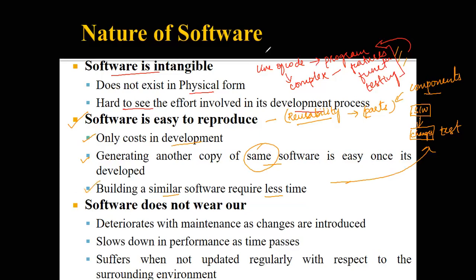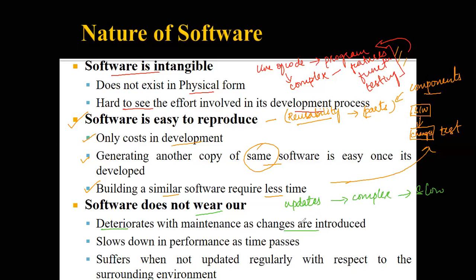The next point is, software does not wear out. Within software does not wear out, it deteriorates with maintenance as changes are introduced. If you have a software that's being designed and you're embedding multiple updates within the software, a lot of updates, the software becomes very complex and also it becomes slow. So the software deteriorates with maintenance as changes are introduced.